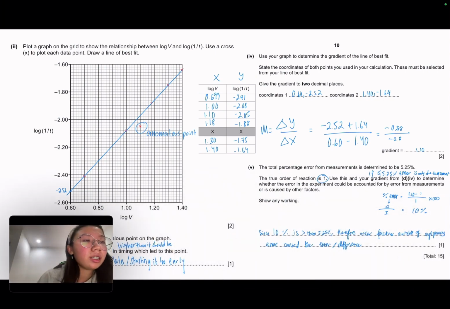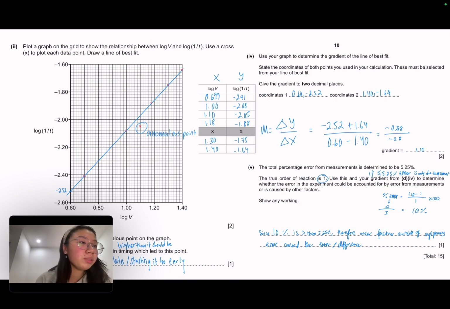Okay, the total percentage error from measurements is determined to be 5.25%. The true order of reaction is 1. Use this and your gradient from part 2 to determine whether the error in the experiment could be accounted for by the error from measurements or is caused by other factors. Show any working. So for your percentage error, it is the change in your gradient, so delta gradient over your true order of reaction. So 1.1 minus 1 over 1 times 100, it's 10%.